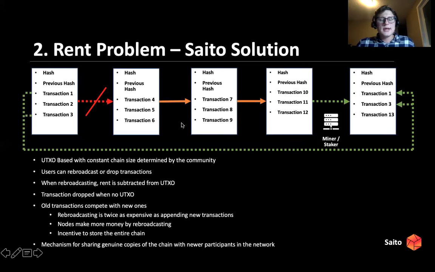So now with the Saito blockchain, since it is circular, the size of the blockchain stays constant. So it's up to the community to determine how large of a blockchain they really want. It could be 1 terabyte, 2 terabytes, 10 terabytes. Either way, it stays the same and it doesn't grow uncontrollably. And the way that this is accomplished is by introducing this new mechanism called automatic transaction rebroadcasting.